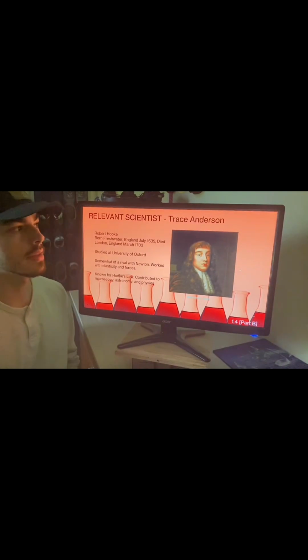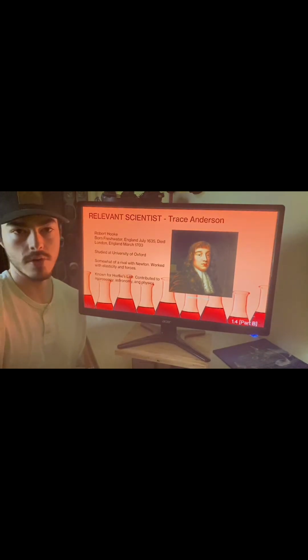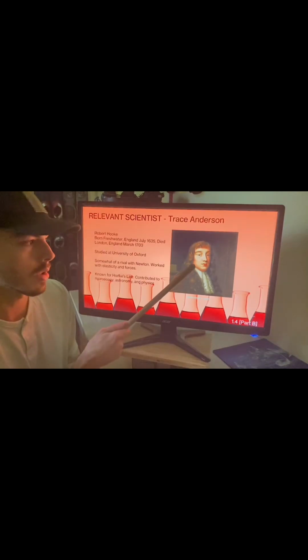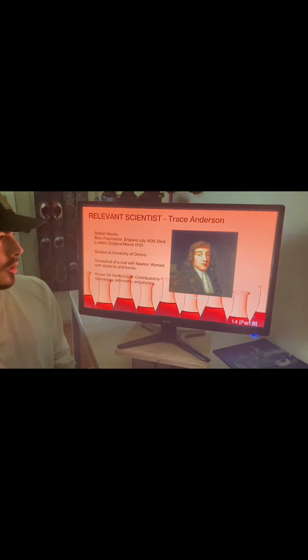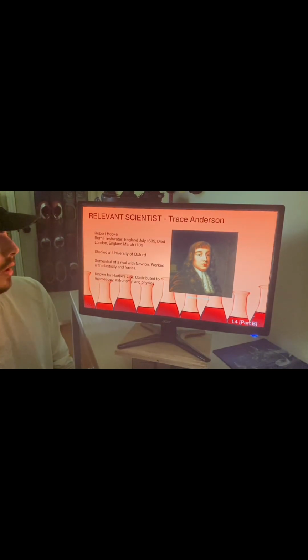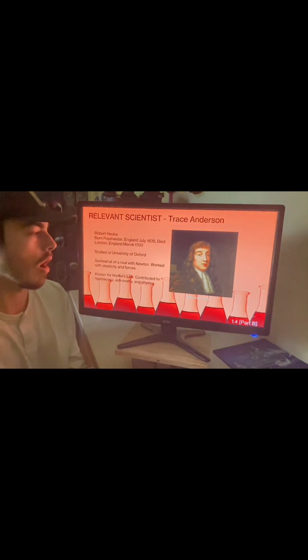So a relevant scientist to Newton's first law of motion is this guy named Robert Hooke. He was an English guy. He was born in Freshwater, England in July 1635, and he died in London, England, March 1703. So he lived 68 years? He studied at the University of Oxford.